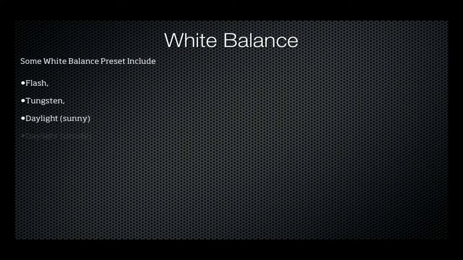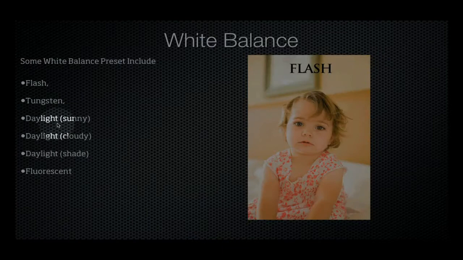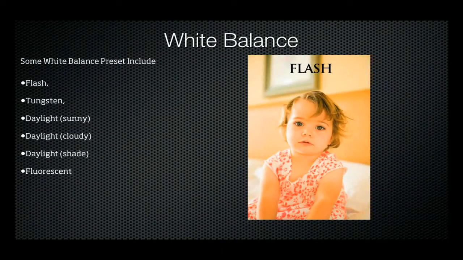The first thing we're going to look at today is white balance, and you'll notice on your camera you'll have some presets on there for various settings called flash, tungsten, daylight sunny, daylight cloudy, daylight shade, fluorescent. They may be called something slightly different on yours, but that's generally the settings that there are.